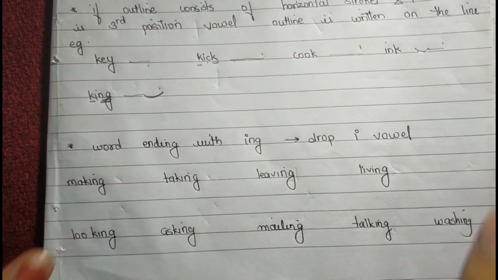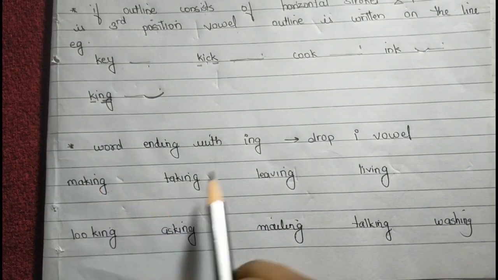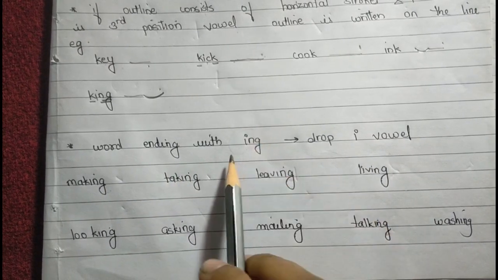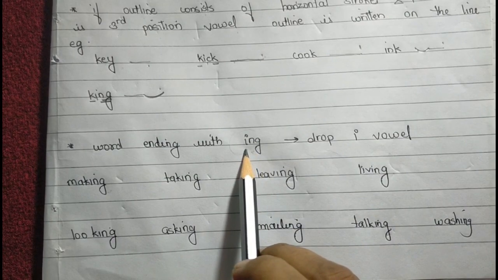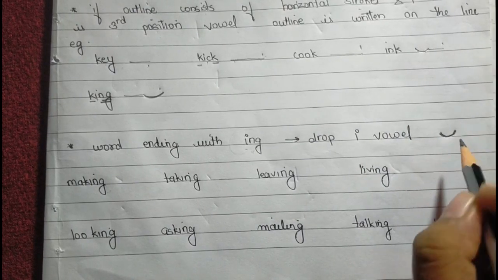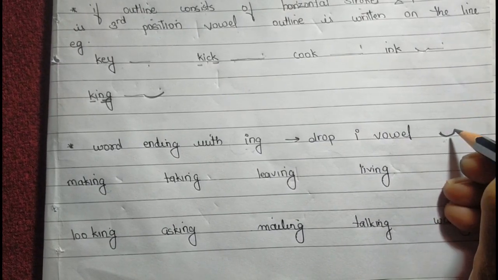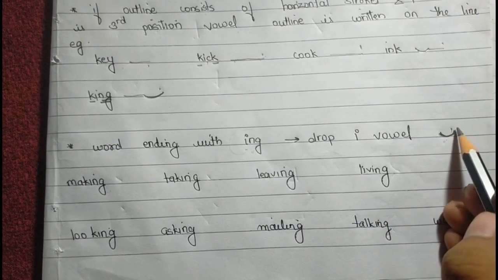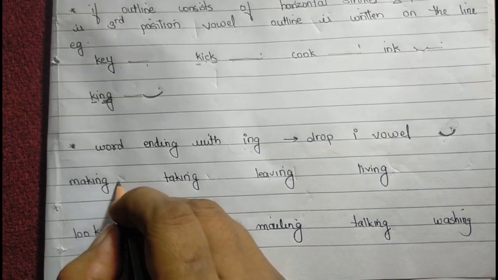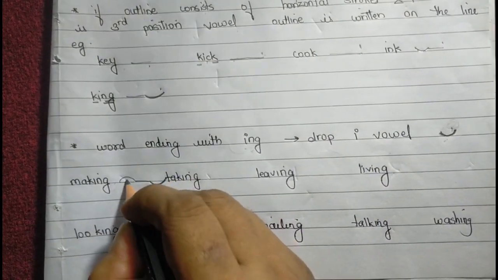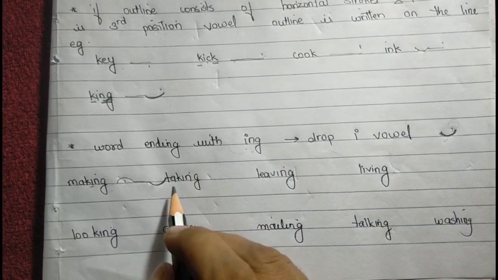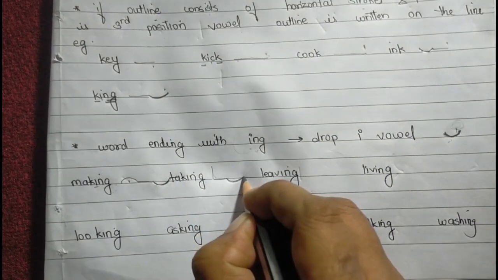Now there are words which contain ing and end in ing. So you can drop this e vowel because you already have a consonant called ing. So you can directly write it as ing instead of writing a dot and ing. No need of placing any dot here. So making, so make ing. No need of the e vowel. Drop it. Taking, so take ing.